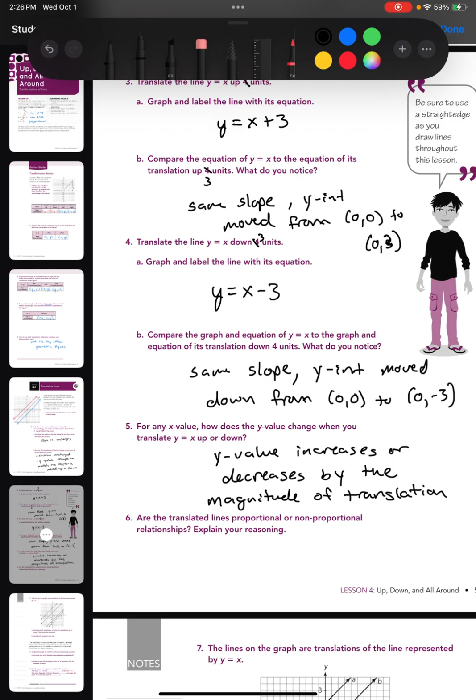So are the new translated lines proportional or non-proportional? They are non-proportional because they do not go through 0, 0. Got to go through 0, 0 to be a proportional relationship.